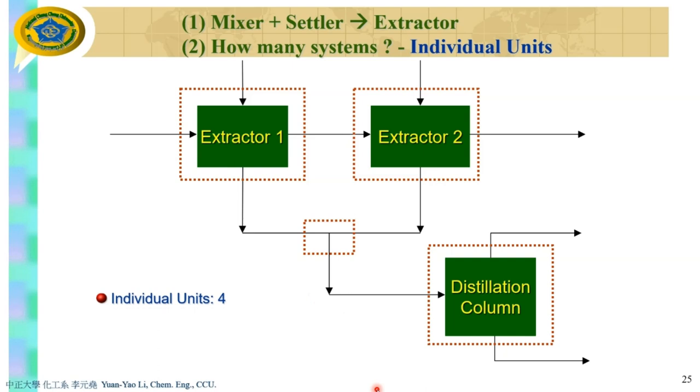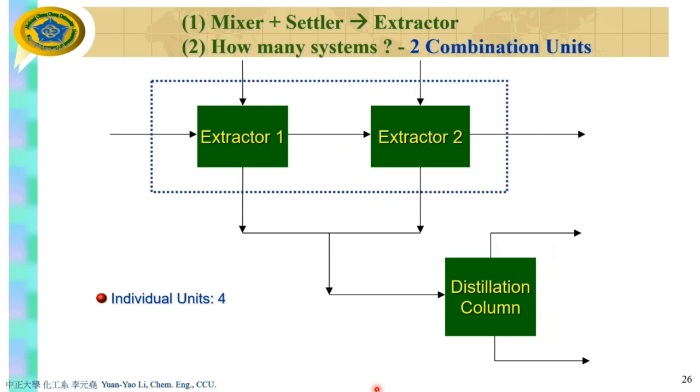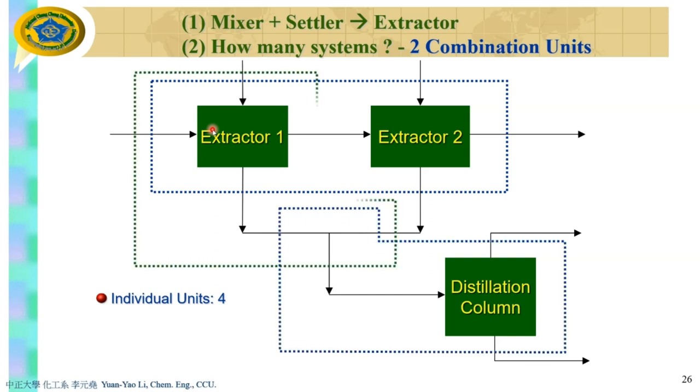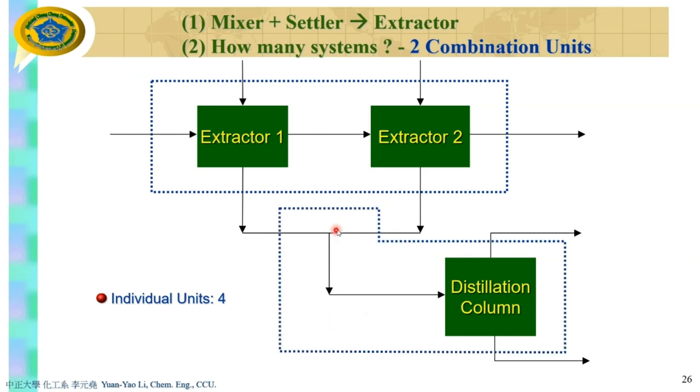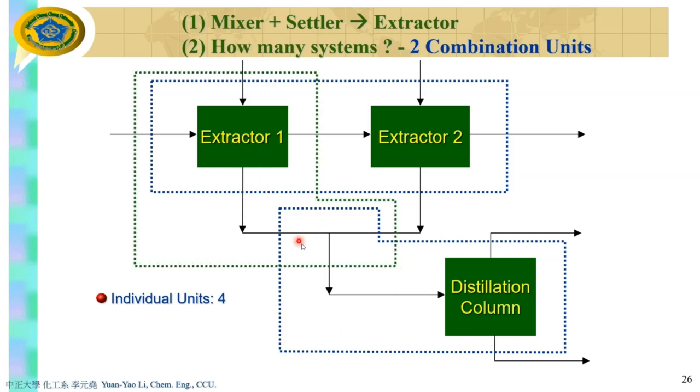So how many two unit process systems? One, right? Two. This and this, right? Okay. How about this? Three. This and this, right? How about this? This and this. Four. So there are four two-unit combination systems. Are you with me so far? Yes, you do, right?